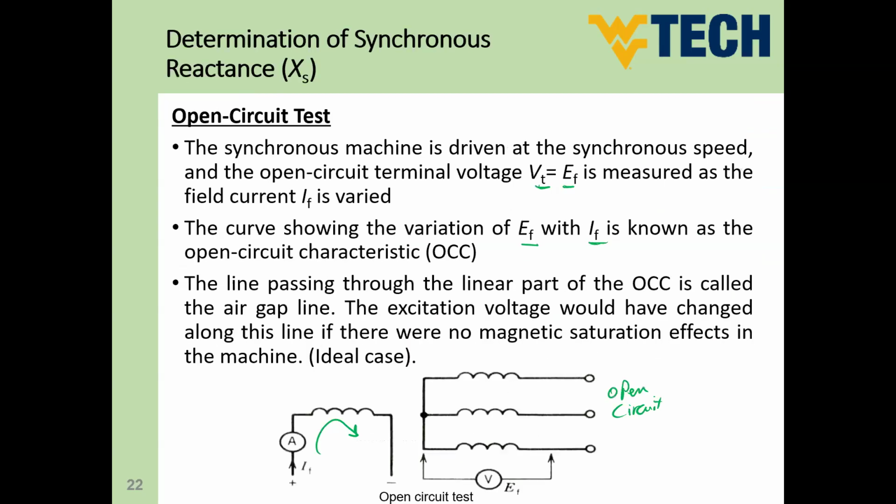So this is the meaning of the different characteristics. So here the note after that: the line passing through the linear part of the open circuit characteristic is called the air gap line, and the excitation volt would have changed along with this line if there were no magnetic saturation effects in the machine, which is an ideal case. So this is the air gap line, okay? And the modified air gap line, as we mentioned, is going to be used for the generator connected to the infinite bus.